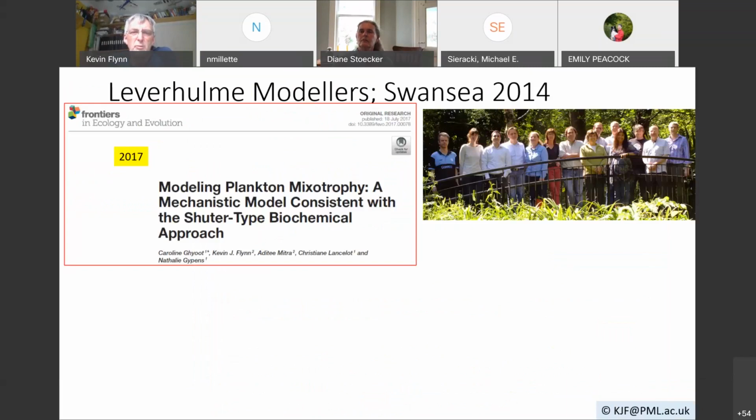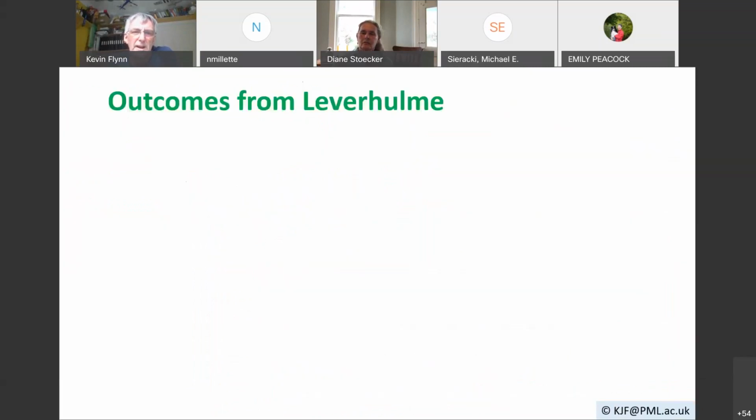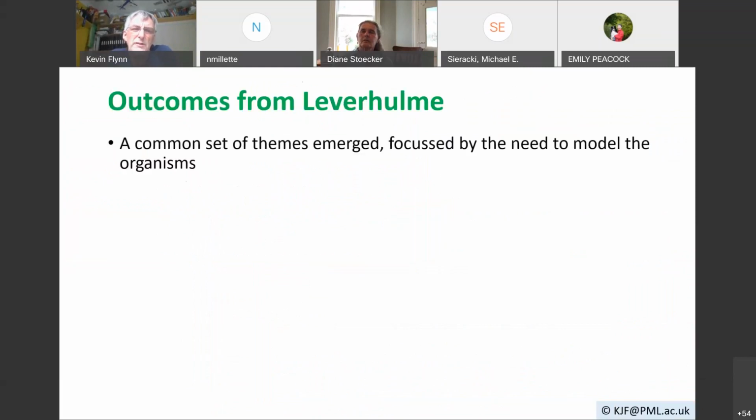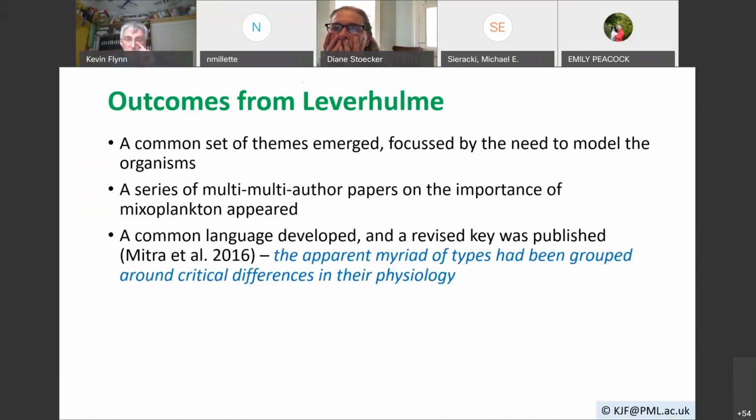We then had a meeting in Swansea specifically for modelers and generated some papers. Some of us generated papers out of that as well. The outcomes from Leave a Human, basically we generated a common set of themes focused by the need to generate models, a series of multi-author papers on the importance of mixoplankton, and a common language, in particular a revised key, which I'll flick through in a minute.